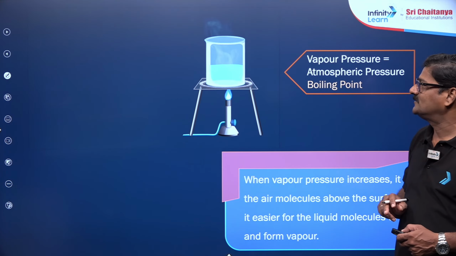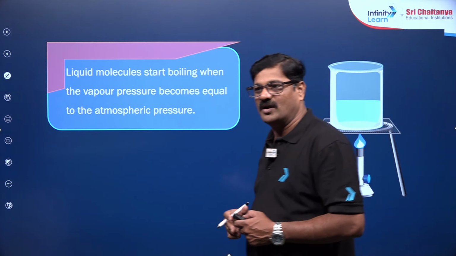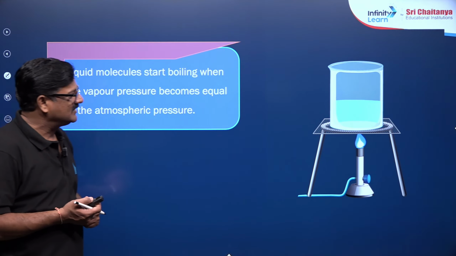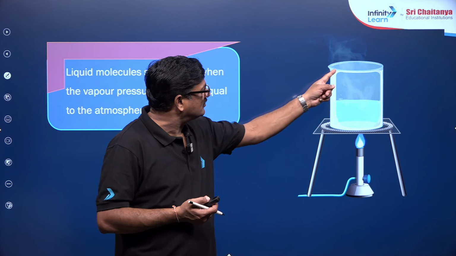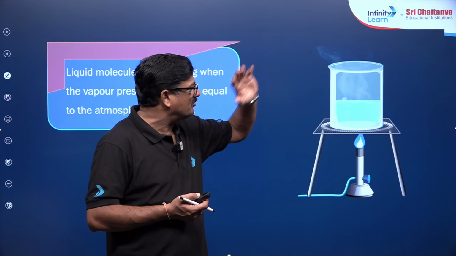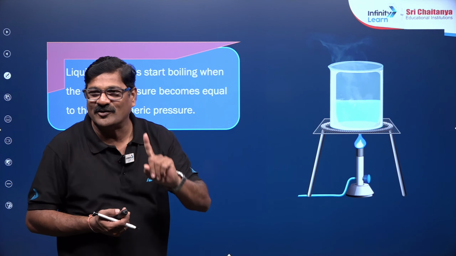Are you getting it or not? Clear? Now liquid molecules start boiling when the vapor pressure becomes equal to the atmospheric pressure. You see it continuously, so that when this is equal to this, it is just going to make turbulence. That is called boiling. Are you getting it or not?